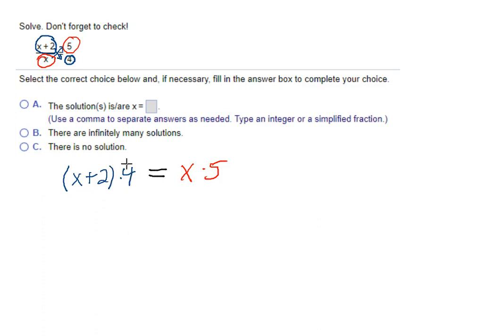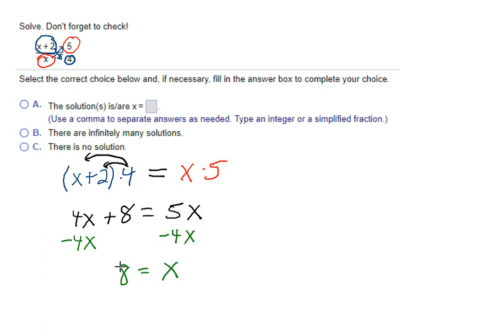And so we're going to simplify here by distributing the 4 into the parentheses. I'm going to have 4 times x, which will be 4x, 4 times 2, which is going to be 8. And then x times 5, I probably should have just done this from the beginning, we're just going to write that as 5x. And then you solve from here. We're just going to get x by itself on one side. This one works out really nice and easy. Subtract 4x to the other side, and you get x is equal to 8. All right, and so we will select option A, and in the box we'll type in the number 8.